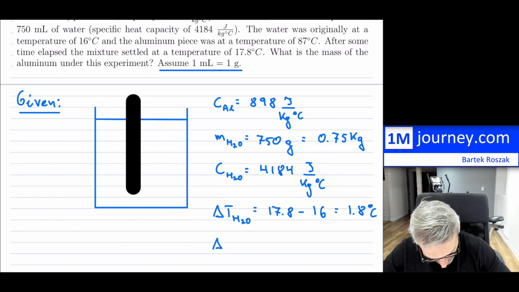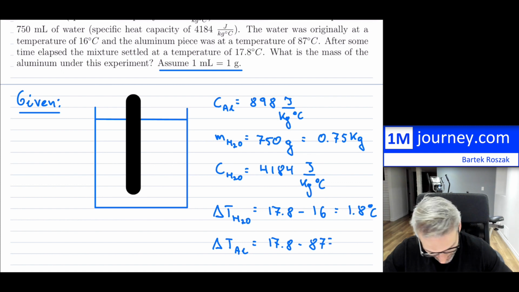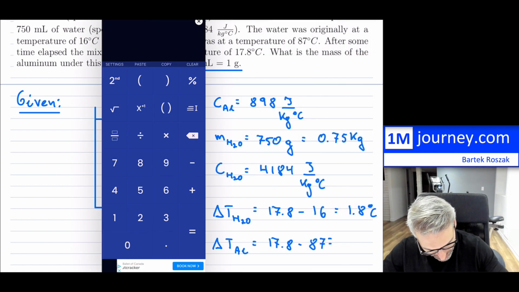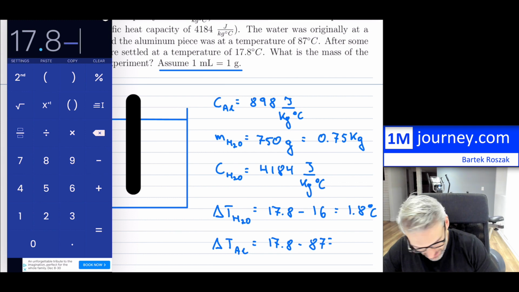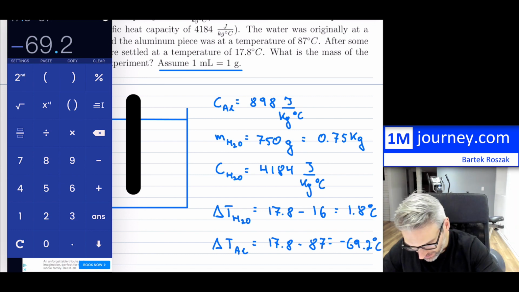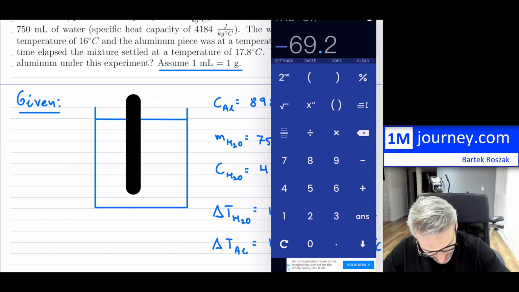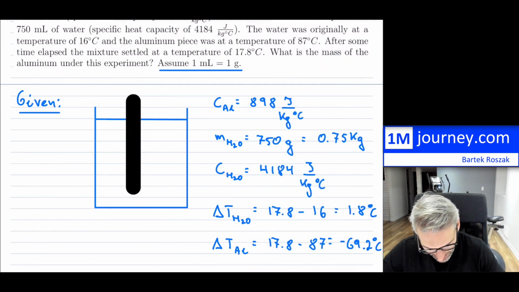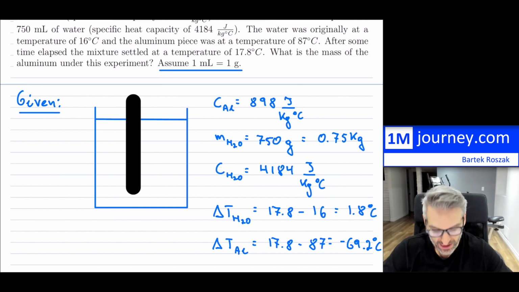Now the change for the aluminum. It was originally at 87, and then the final was 17.8, so 17.8 minus 87. Let's pop that in the calculator and see what that gives me. This is minus 69.2 degrees Celsius. Because of the change in temperature, one is losing and one is gaining. The energy gets transferred from one to the other and then it settles off. So that's what we will have.